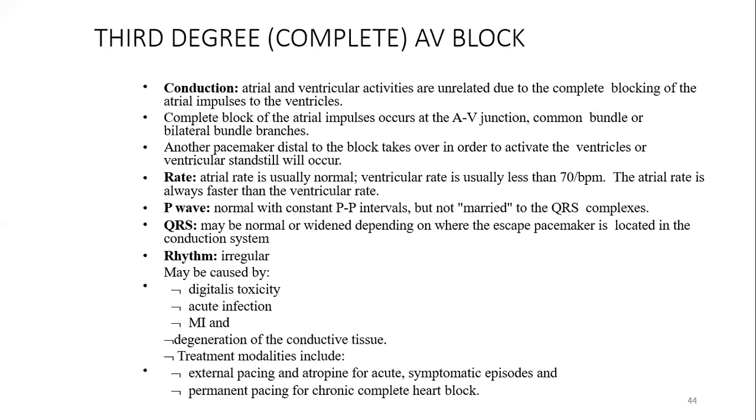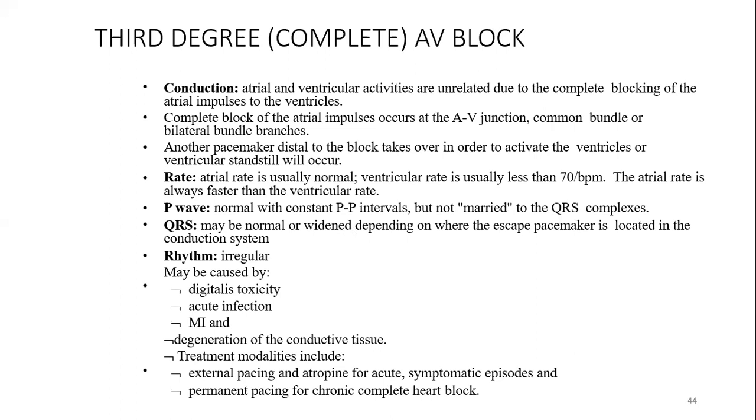There are normal or constant PP intervals. Even the RR intervals may be normal or constant, but it is not married to the QRS complex. You don't see that normal rhythm of a P wave preceding a QRS complex. You can see P, P, QRS, P, QRS, QRS, but the PP intervals are usually normal. RR intervals may be normal as well. QRS intervals may be normal or widened depending on where the pacemaker is located in the conduction system.